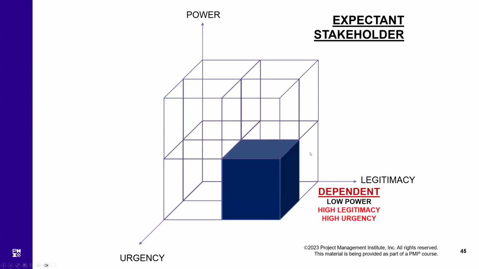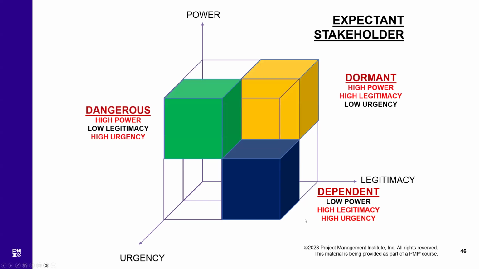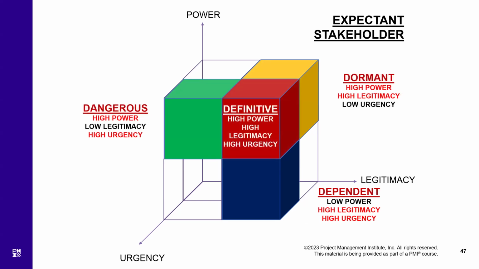And the third expectant was the blue one, the lower one. It is low in power. Why? Because on the axis of power, it is lower down towards the zero side. So this is low in power, but on the legitimacy side, it is on the higher side, and on the urgency side, it is also high. So these are the three expectant stakeholders. Now we have studied definitive and talked about the three expectant stakeholders, which are dangerous, dormant, and dependent.